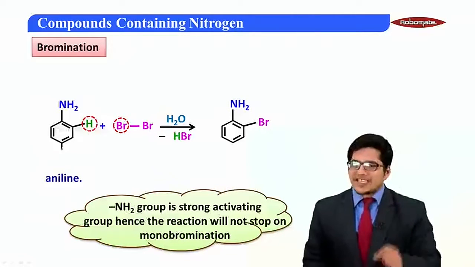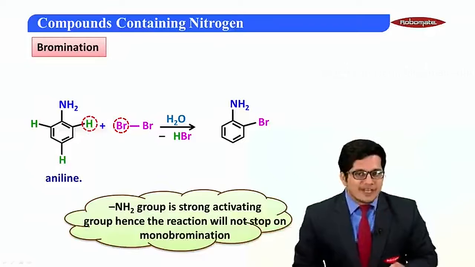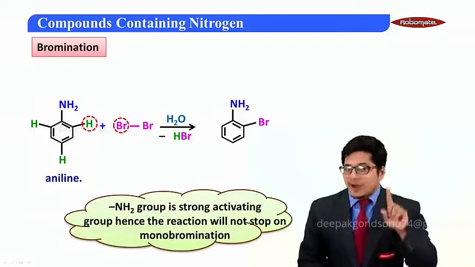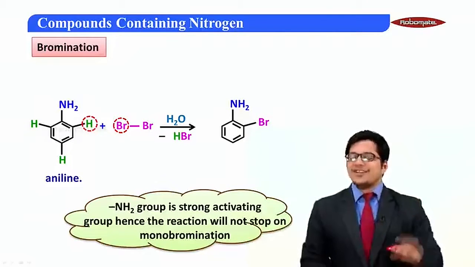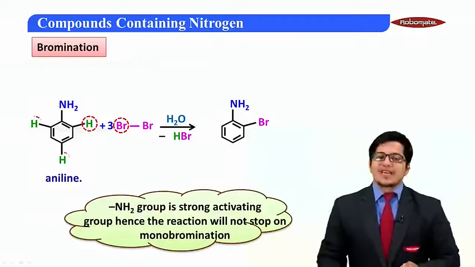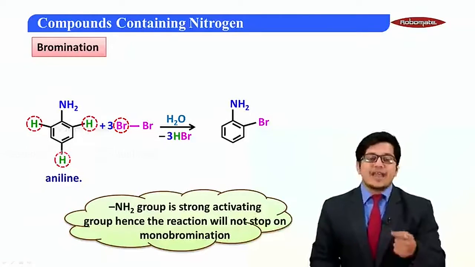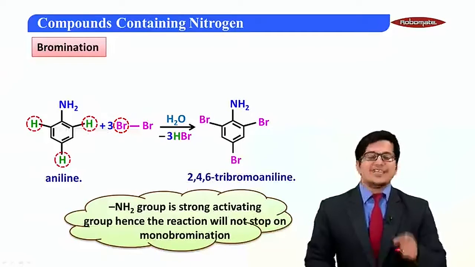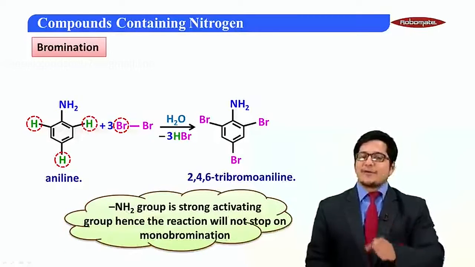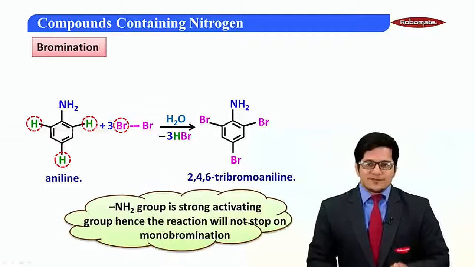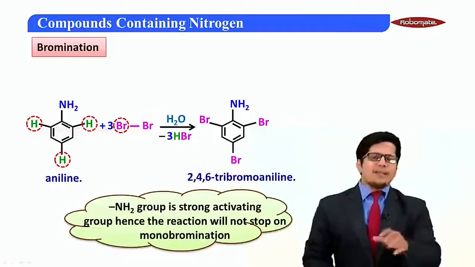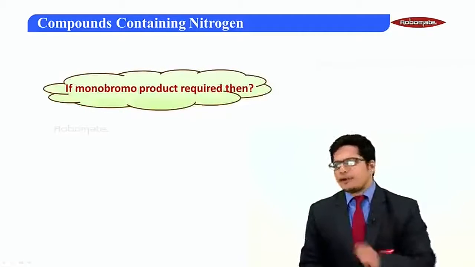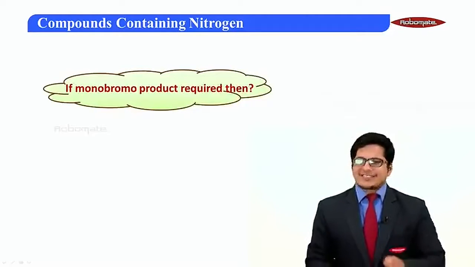It would proceed further and go on to the tribromo product. For this, we would require 3 bromine molecules. Two hydrogens from the ortho positions and one hydrogen from the para position would all be removed, and we would get a tribromo derivative, referred to as 2,4,6-tribromoaniline. So we got a tribromo compound, but the problem is that if we only want a monobrominated product, then what do we do? Let's try this.